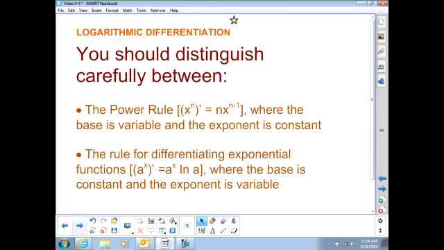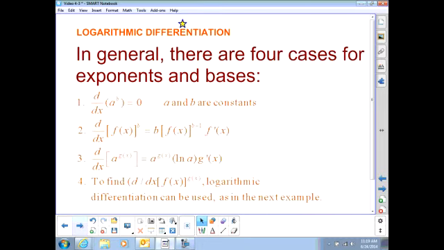It's important to distinguish between a variable raised to a number, which would be power rule, and a number raised to a variable, which would be an exponential, and we'd have to use our exponential differentiation rule. So here's the 4 different cases we could have.